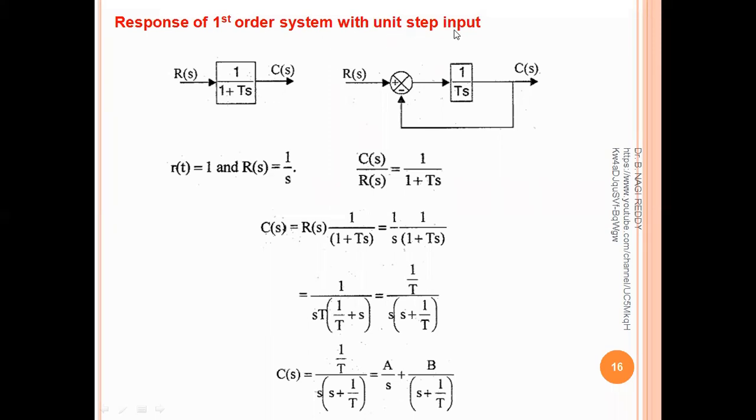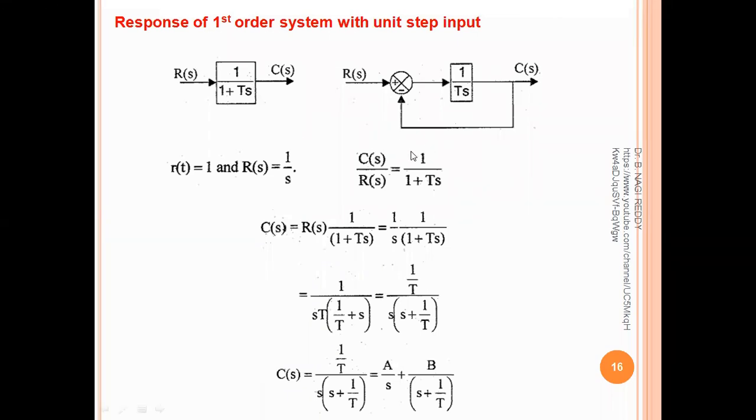So the input is a unit step input. So unit step means in the time domain r of t is 1. Right? We have learned this in the previous class. So r of t is 1, but here it is the Laplace domain, so we need to convert this r of t into r of s. So when we apply Laplace transform to a constant, then we will have 1 by s, or a constant by s. According to the Laplace transforms, if we apply Laplace transform to the constant value, then we will get constant by s.